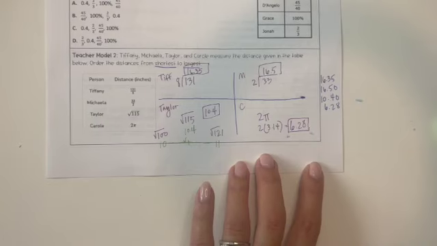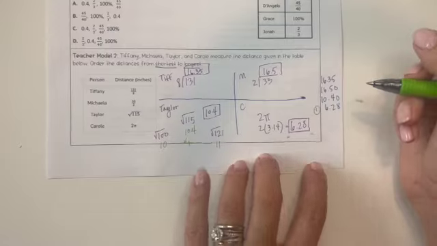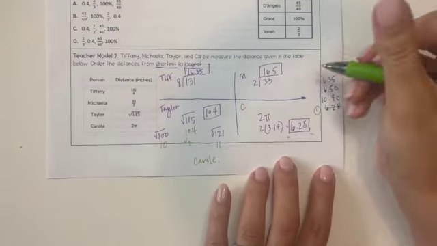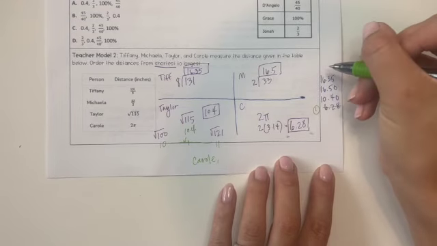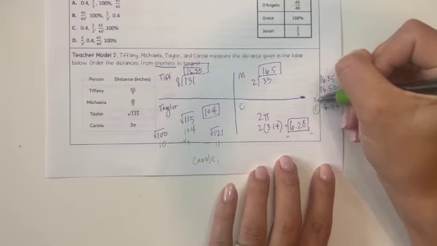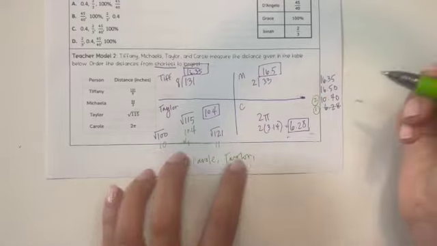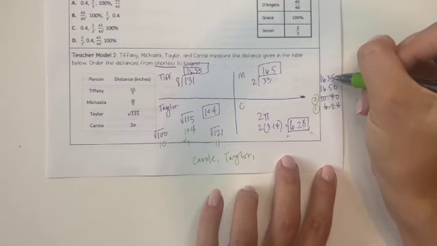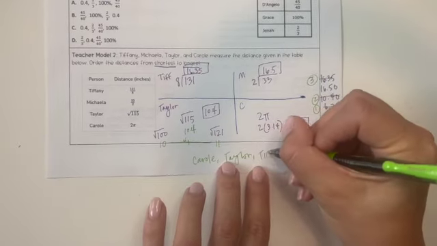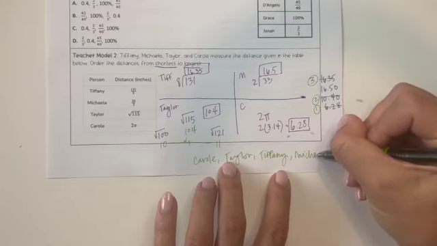The shortest here is going to be Carol. It's going to be the shortest. Cross that out. And then I know comes Taylor. Cross it out. Then I have Tiffany. And last but not least, that gives me Michaela.